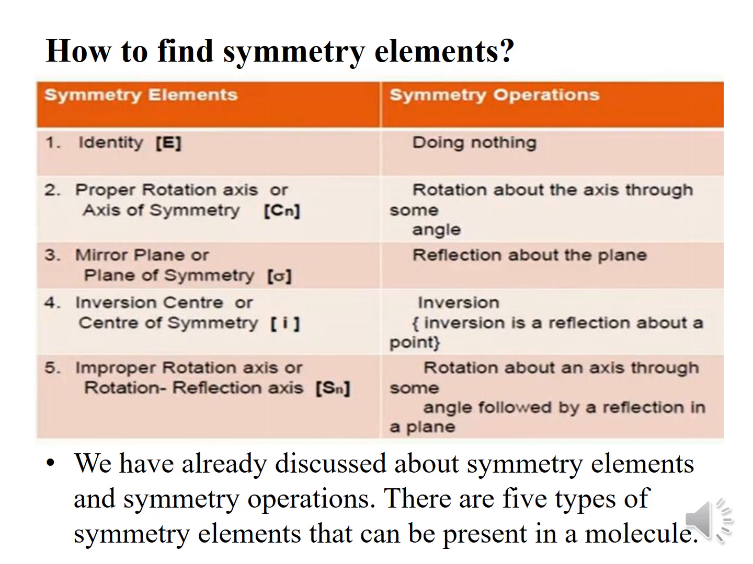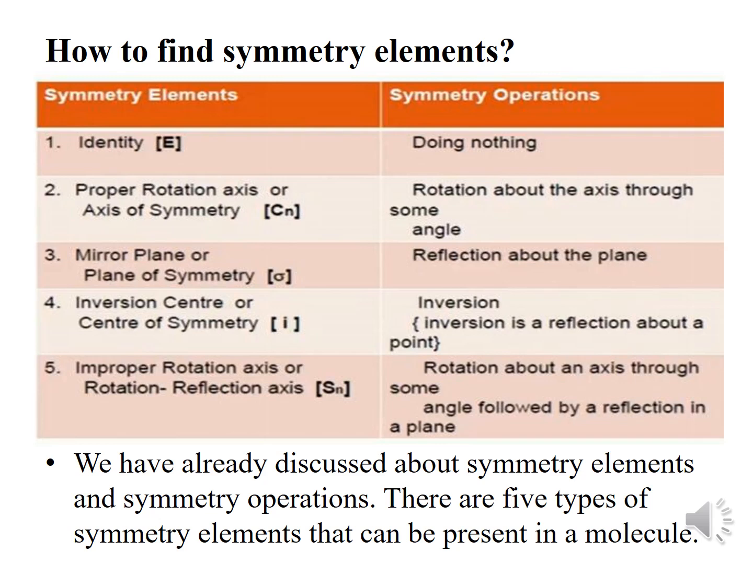We have already discussed the symmetry elements and symmetry operations. There are 5 types of symmetry elements that can be present in a molecule. First one is identity, denoted by capital E, and its symmetry operation is doing nothing. Second one is proper rotation axis or axis of symmetry, denoted by Cn. Symmetry operation is rotation about the axis through some angle.